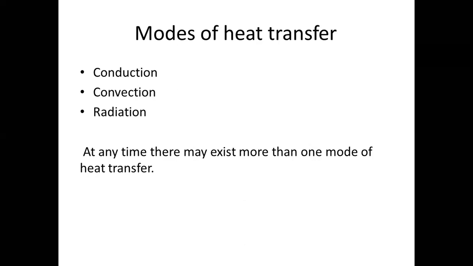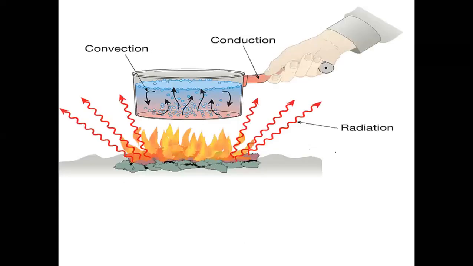We can say that there may be more than one mode of heat transfer, and we just have to find out the predominant case. In some cases conduction will be predominant, in some maybe convection, some maybe radiation. Accordingly we have to find out the design.